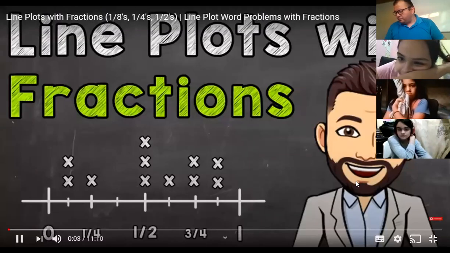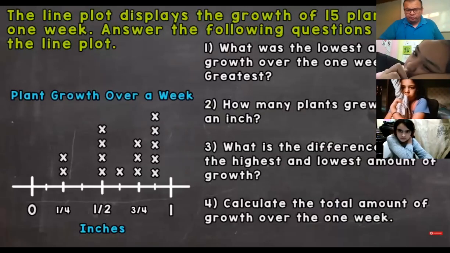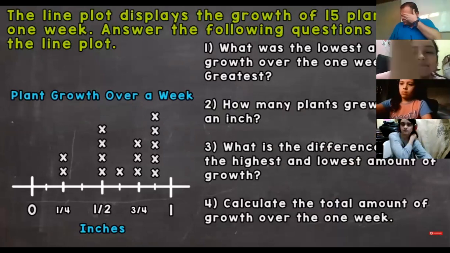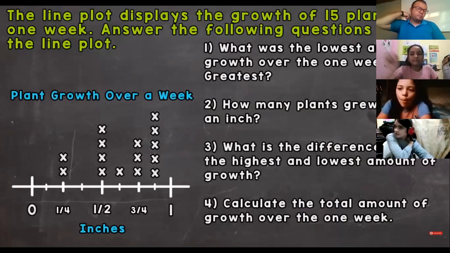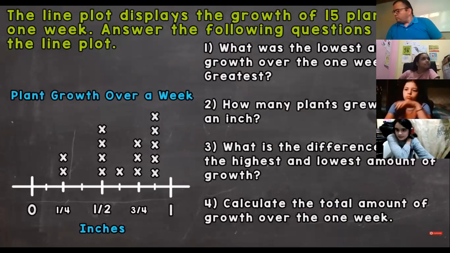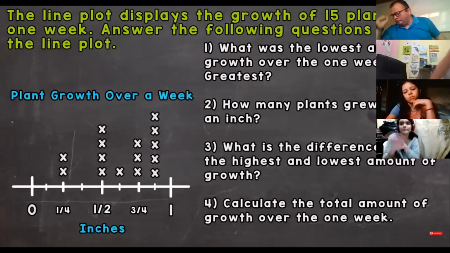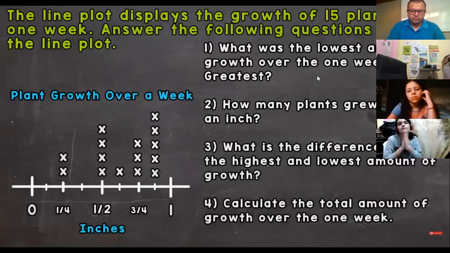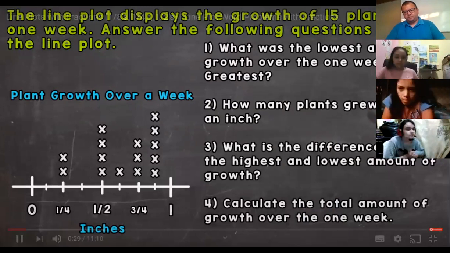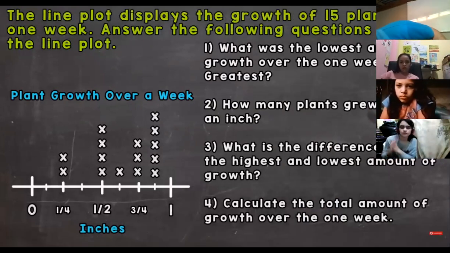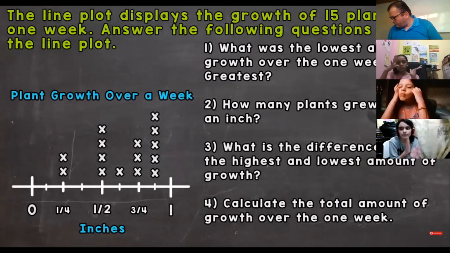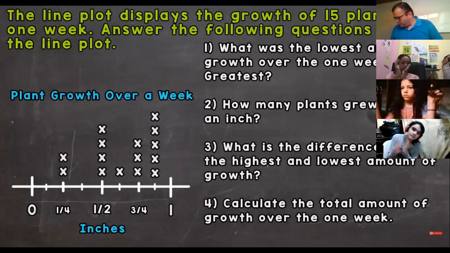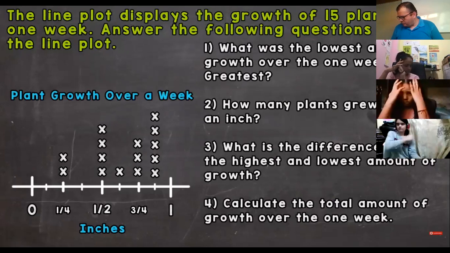Hi, welcome to Math with Mr. J. In this video, I'm going to cover how to interpret or read a line plot that includes eighths, fourths, and halves. If you take a look at the left side of your screen, we have a line plot there. And up at the top of your screen, we have a situation that will talk about what that line plot represents. And then we're going to answer some questions that go along with that line plot. So let's start up top where it says, the line plot displays the growth of 15 plants over 1 week. Answer the following questions using the line plot.